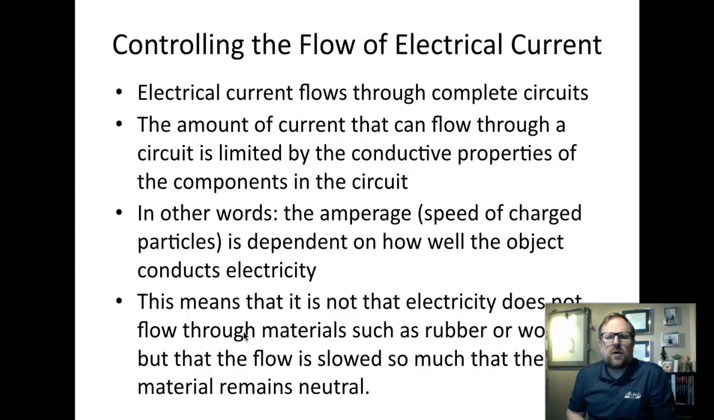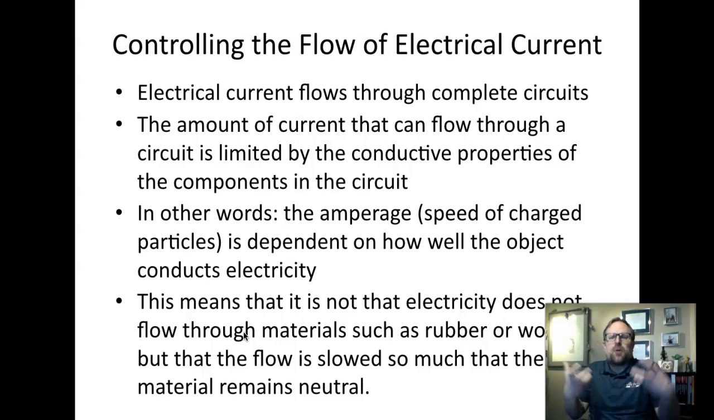The amount of current that can flow through a circuit is limited by the conductive properties of the components in the circuit. In other words, the amperage, or the speed of the charged particles, is dependent on how well the object or objects conduct electricity in that circuit. This means that it's not that electricity does not flow through materials such as rubber or wood, but that the flow is slowed so much that the material remains neutral.